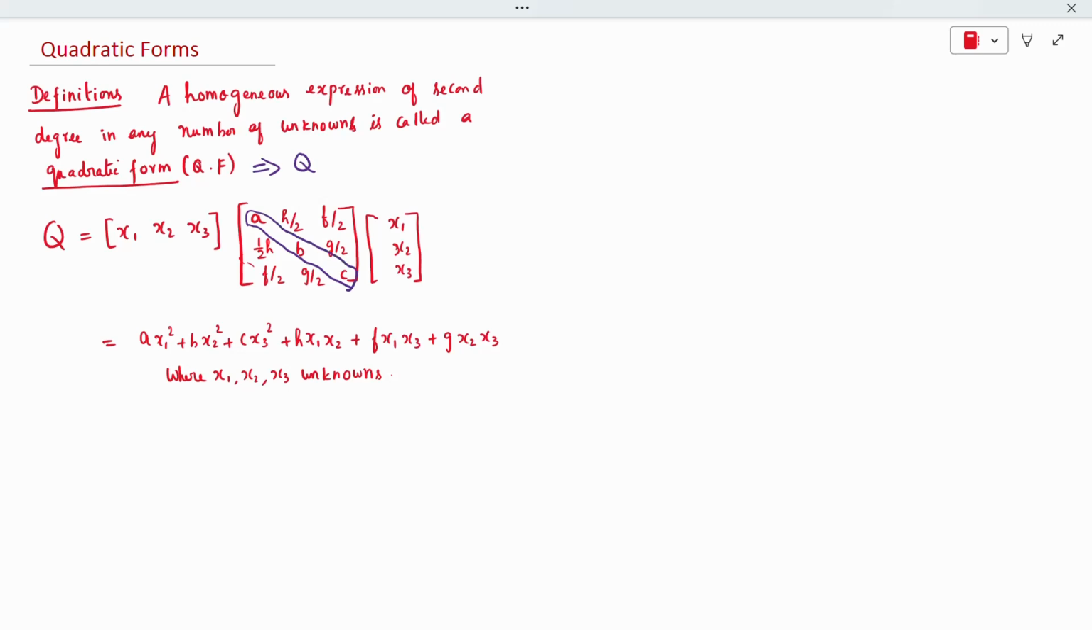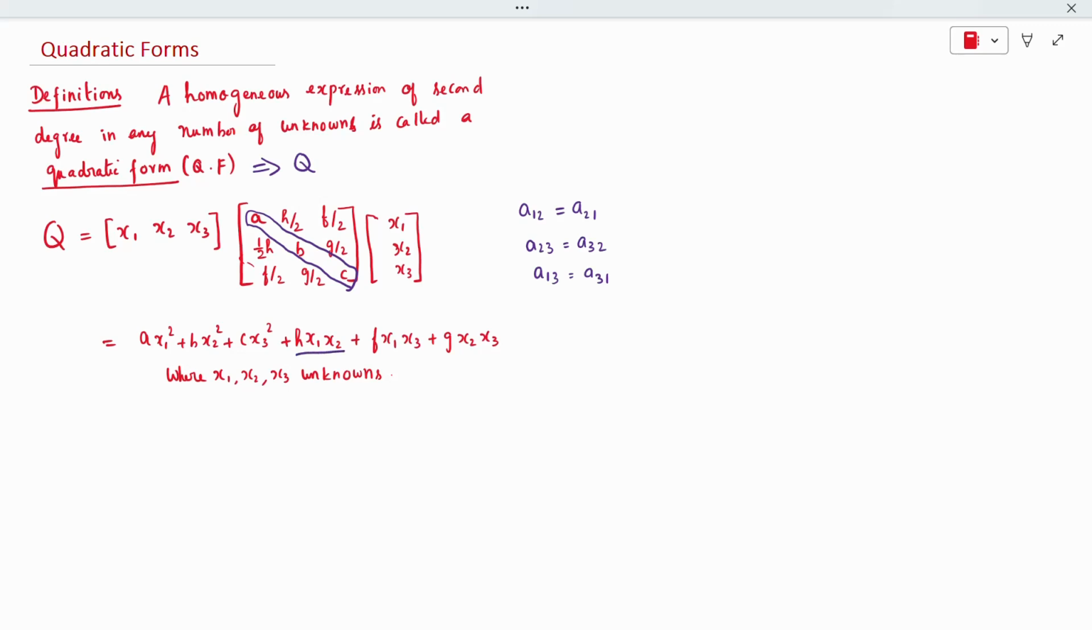Other than your diagonal elements, now you check here. It is A12 and A21. Both the elements are the same. In the same way, A23 and A32, both the elements are the same. In the same way, A13 and A31, the elements will be the same.